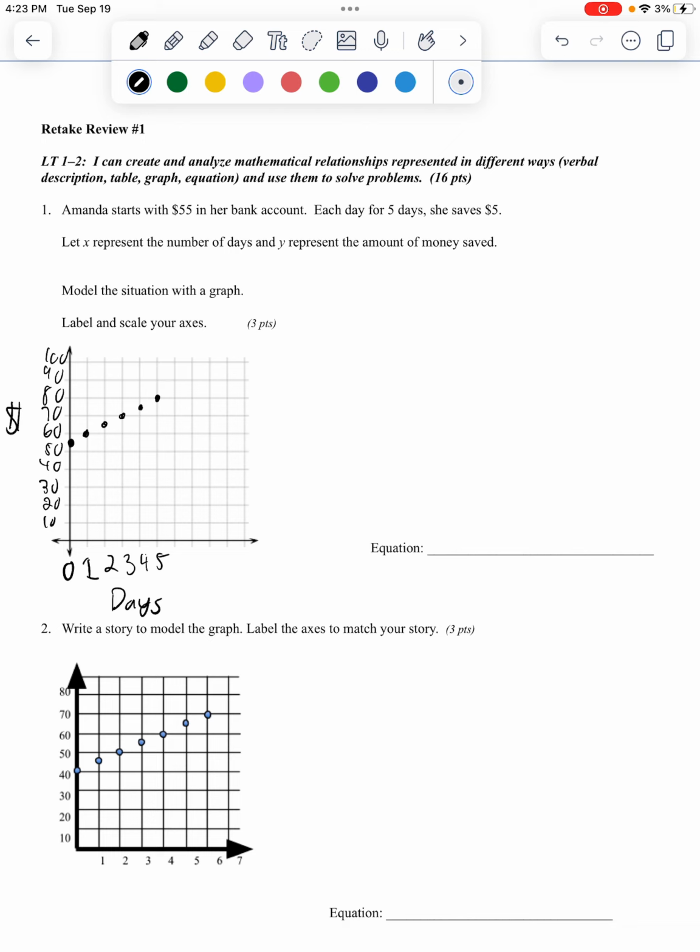And so I take my money. My money is always going to be my starting money, which is 55, and then plus my change times the number of days. So $55 plus $5 a day times the number of days X. And that is how you write an equation.